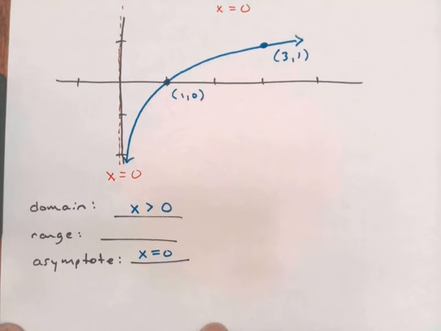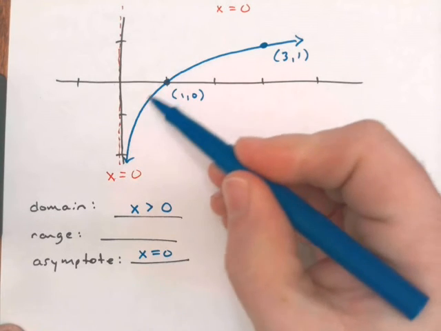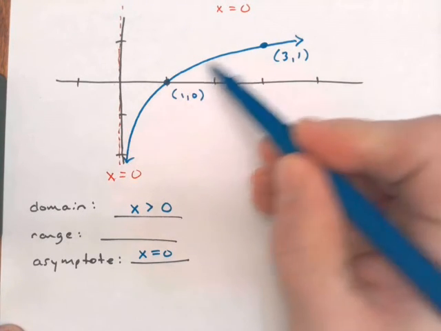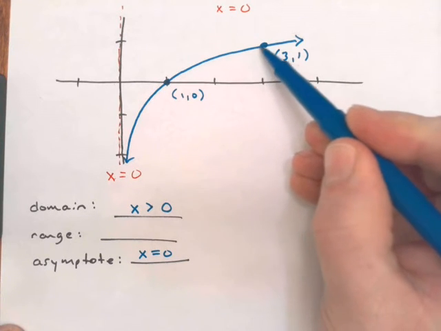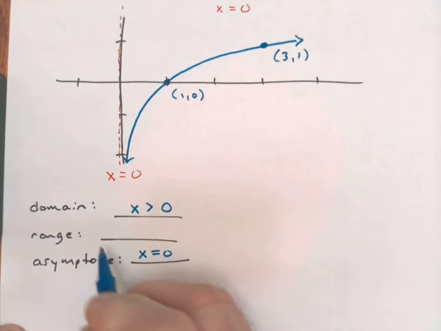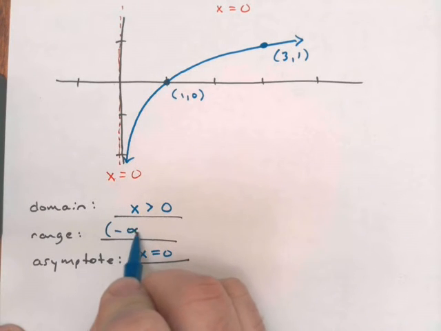The range, those are our y values, and this graph goes all the way down to negative infinity, and as this goes up and to the right, it does get less steep, but it's going to continue going to the right and up and right and up. So it's going to go up forever. So the range is all real numbers.